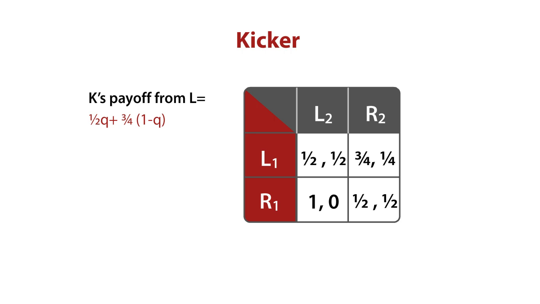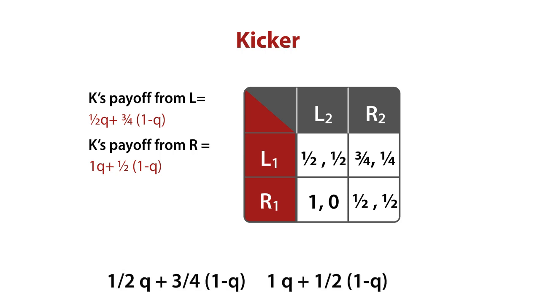So we've now got the kicker's payoff from kicking left. We can compute the same thing for the kicker kicking right, which payoff is going to be 1 times Q plus 1/2 times 1 minus Q. In a Nash equilibrium, those two payoffs have got to be equal. That means we've now got a simple linear equation in Q, and we can solve it for Q. And we'll see the Q that solves that is 1/3. So in a Nash equilibrium, Q has to be 1/3.